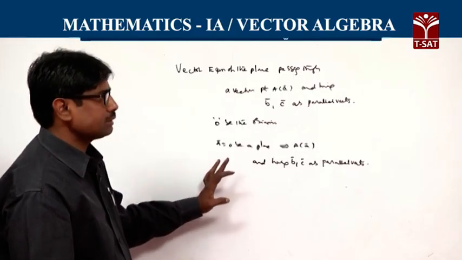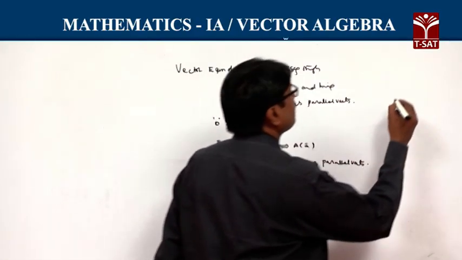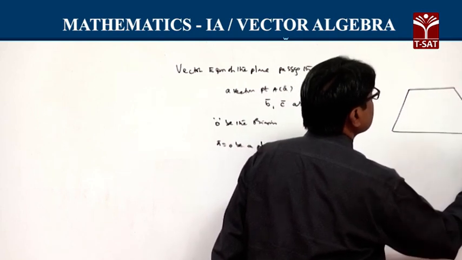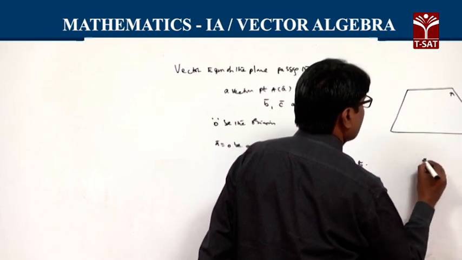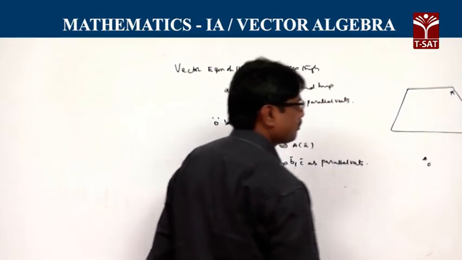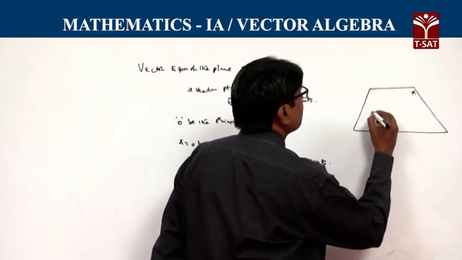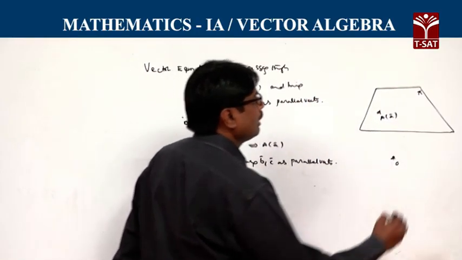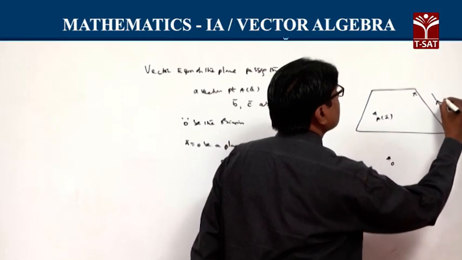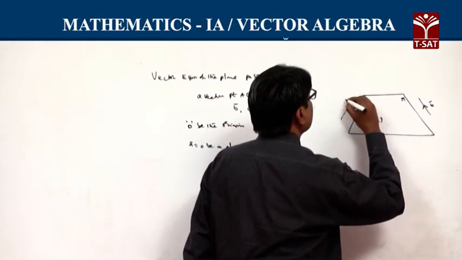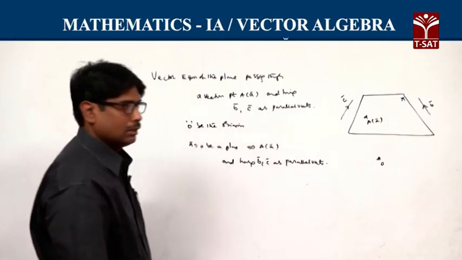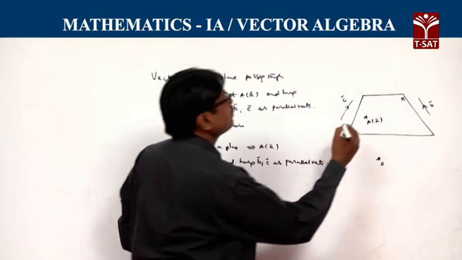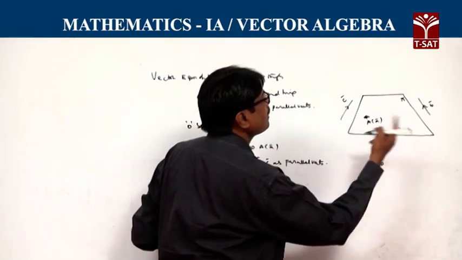According to this construction, we will draw a plane equation. Pi is equal to 0 be a plane, and O be the origin, may be outside or inside the plane, and this plane passing through A bar vector point and having B bar, C bar as parallel vectors. I took the plane pi and it is passing through a vector point A bar.